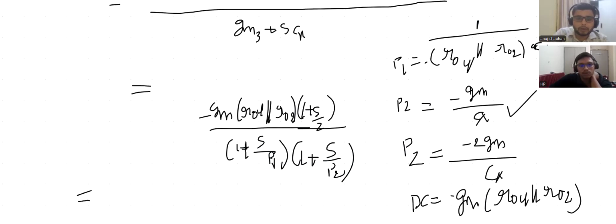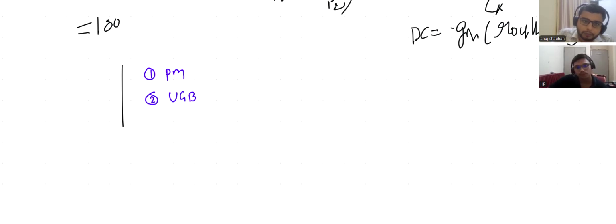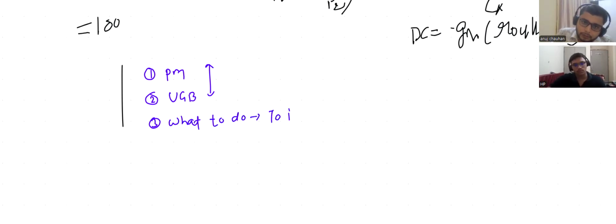Now you have to write three things. One, I want the phase margin expression from you. Second, I want the UGB. And third, if I want to improve the phase margin, what should be done for the improvement?